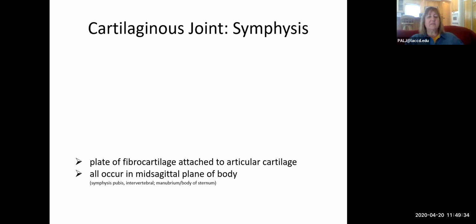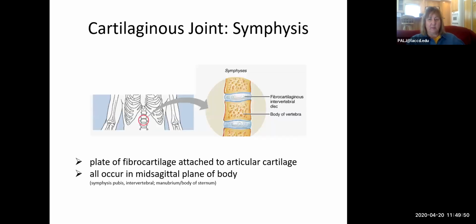So in addition to the symphysis pubis and the intervertebral ones, we also have a symphysis here between the upper 2 bones of your sternum, between the manubrium and the body of the sternum. There's actually a little symphysis joint in there. And so here are just some pictures showing symphyses. The reason why this has an E is because that is the plural. SIS is the singular form.